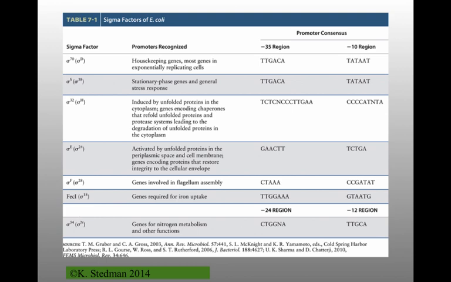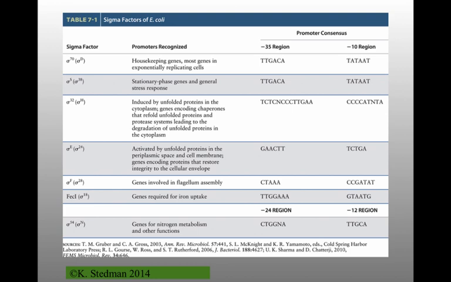And just one of the examples here is sigma 32, probably the best studied of these, which is a protein which is involved in heat shock. And what happens when you have unfolded proteins. So you remember unfolded proteins, what do you need to make to deal with that?